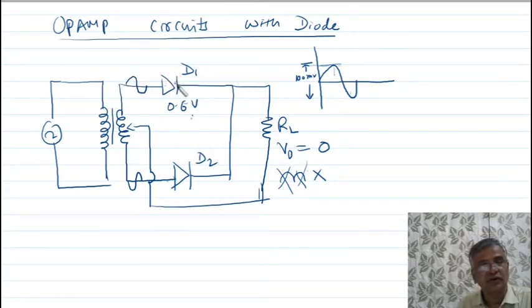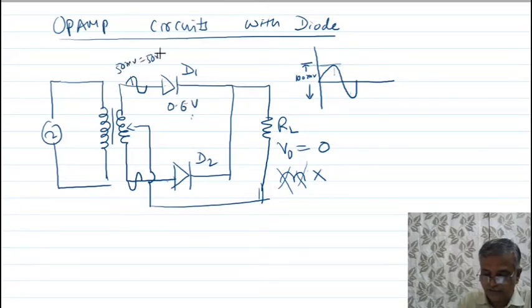This will conduct only when the anode is more than 0.6 volt. 50 millivolt means 50 into 10 raised to minus 3, which is 0.05 volt. So this will never conduct, and you will not get the output. So what do you have to do?